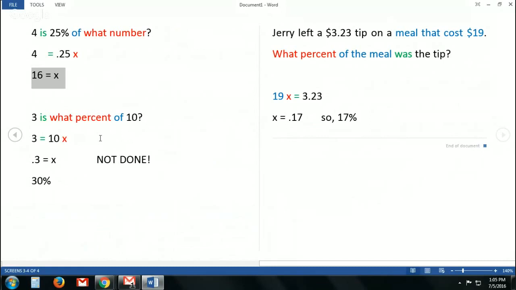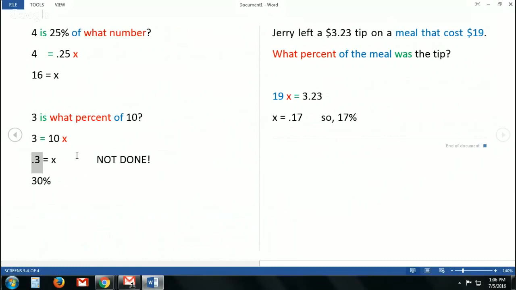One last problem, and this one to me is the hardest of the 3 types of problems. 3 is what percent of 10? Let's bring our 3 down. Is, our verb, means equals. What percent? This is the thing I don't know, so let's put a variable X. Of means we'll multiply, and we're multiplying the percentage that we don't know times 10. So since we like our coefficient to be in front, let's call that 10x. Now to solve this, let's divide both sides by 10. 3 divided by 10 gives me 0.3.